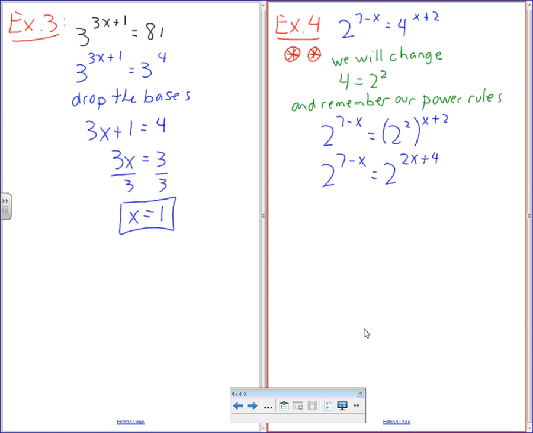Okay, what do we do at this stage? Remove the base, yes, okay. We'll remove the base. Or drop the base, whatever you want to say.